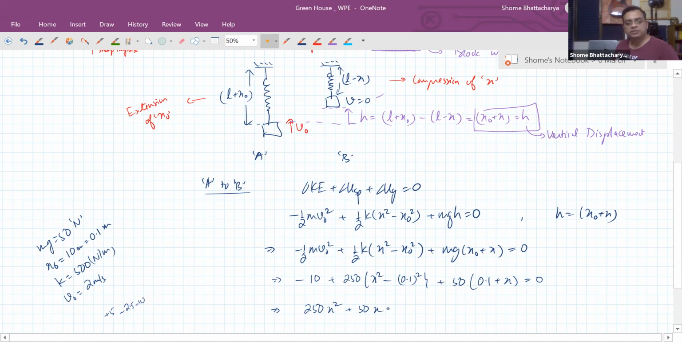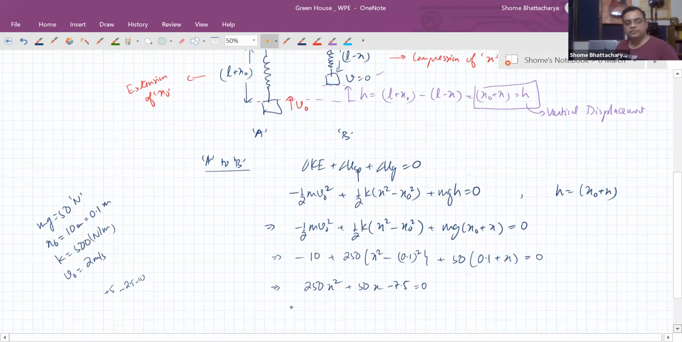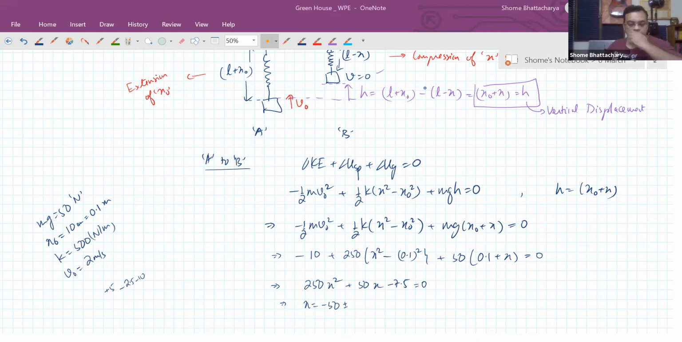So that's how much now? That's minus 7.5, is it? Yeah, should be. These are all the constant terms, right? There is minus 10, and then minus 250 into 0.01, so that's minus 2.5, and from here 50 into 0.1, so that's plus 5. So that's how we got that.